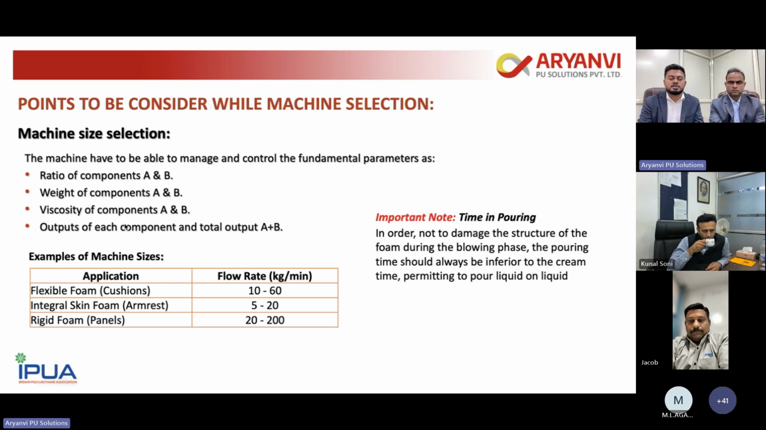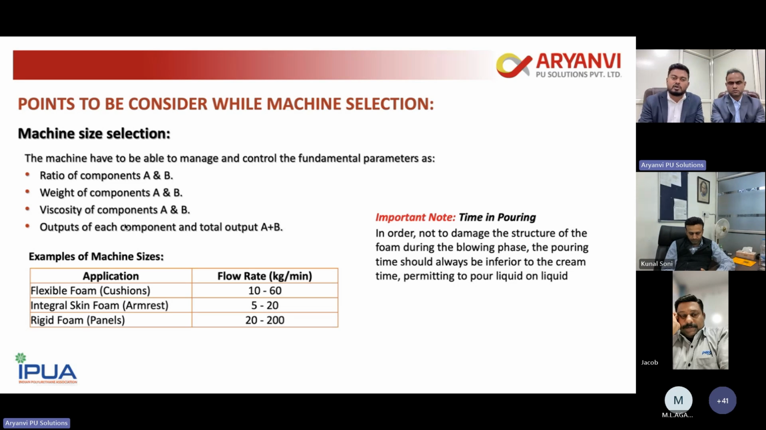One more important point during machine output selection is the curing time. There is a concept called cream time. If you refer to any chemical supplier's technical data sheet, there is a concept called cream time. Cream time plays a very important role in selecting machine sizes because, for different applications, it varies from 8 seconds to 50 seconds. For flexible foam, generally it is 6 to 8 seconds. For rigid foam applications like panels, it is 25, 30, sometimes 40 seconds.